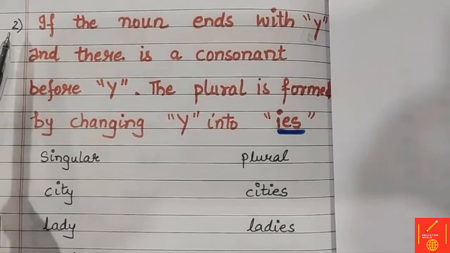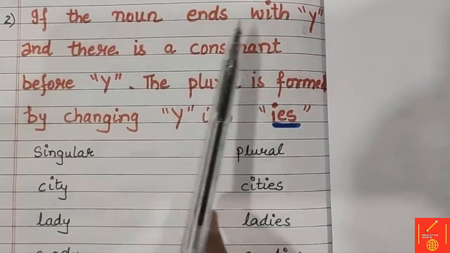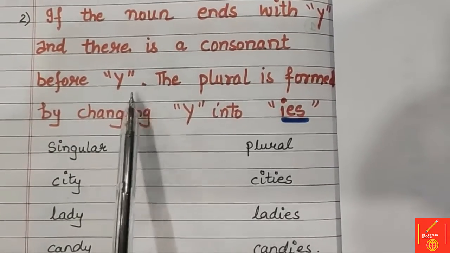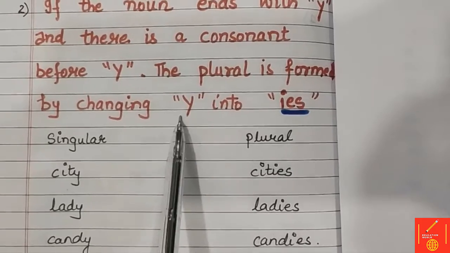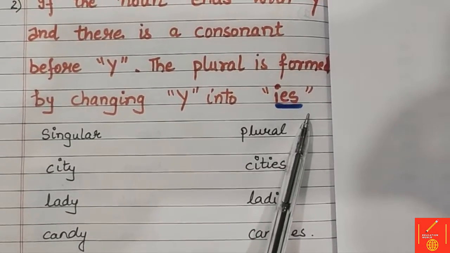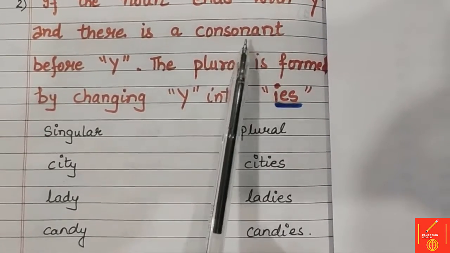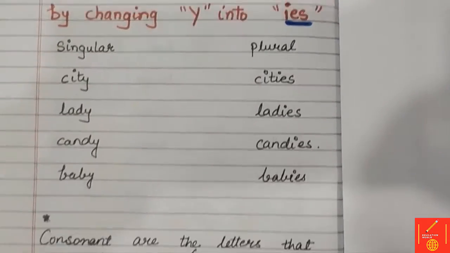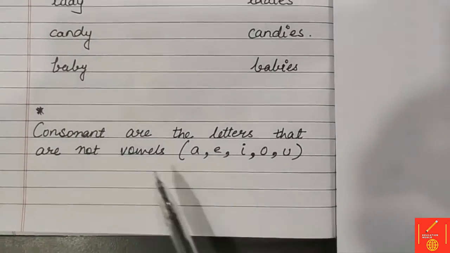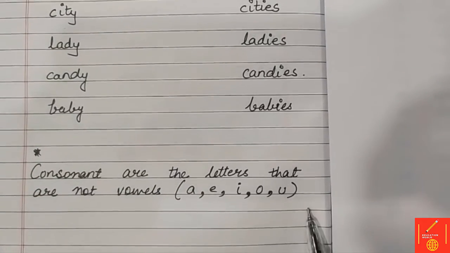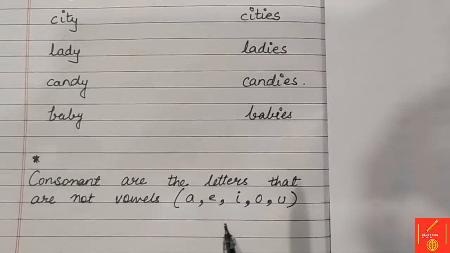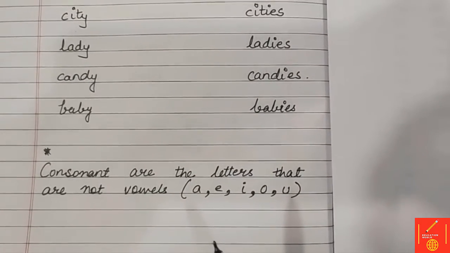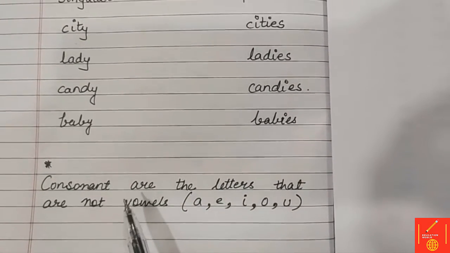Now what does the second rule say? It says if the noun ends with Y and there is a consonant before Y, the plural is formed by changing Y into IES. Now, what do you mean by the word consonant? Consonants are the letters that are not vowels, that are not A, E, I, O, U. So, B, C, D, F, G, etc. They are called consonants.